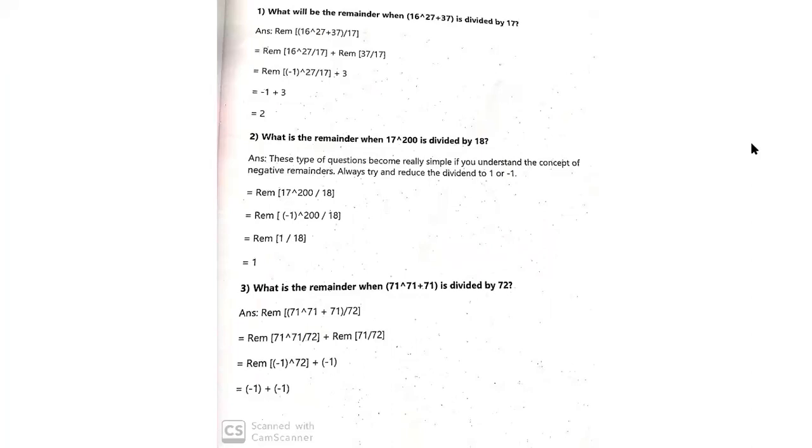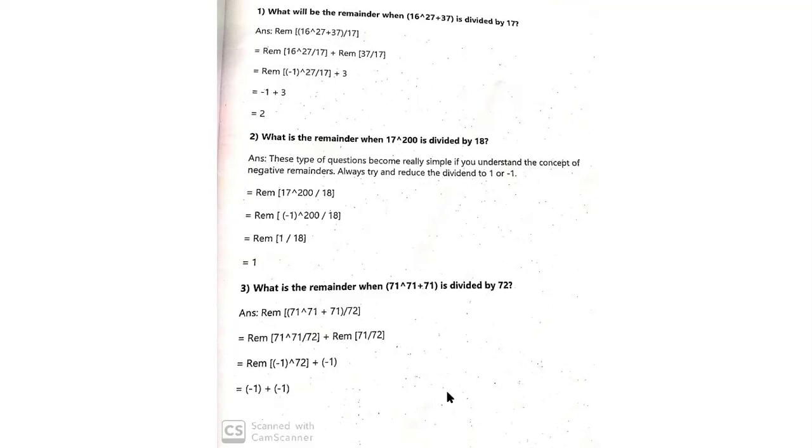Let's move on to the next question. What is the remainder when 71 raised to power 71 plus 71 is divided by 72? Again, I am writing first separately. This one is okay, 71 divided by 72, remainder would be minus 1. Now here 71 divided by 72 is just one short, so I can write minus 1 raised to power 71. This should be 71, not 72; it is printed by mistake. So minus 1 raised to power 71 would be minus 1. So minus 1 and minus 1 is minus 2.